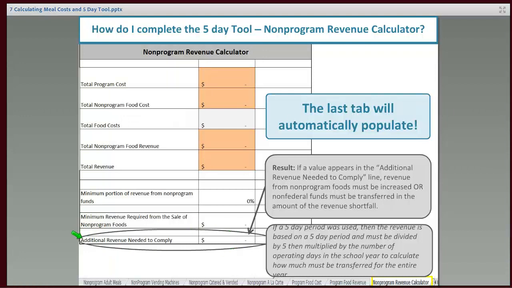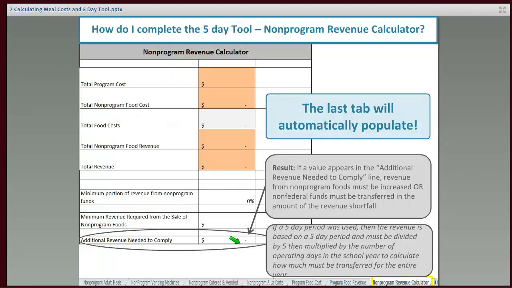This is the additional revenue needed to comply. So if there is a number here, that means you need to increase your a la carte or your other non-program foods, or you need to use non-federal funds to be transferred to the food service account.